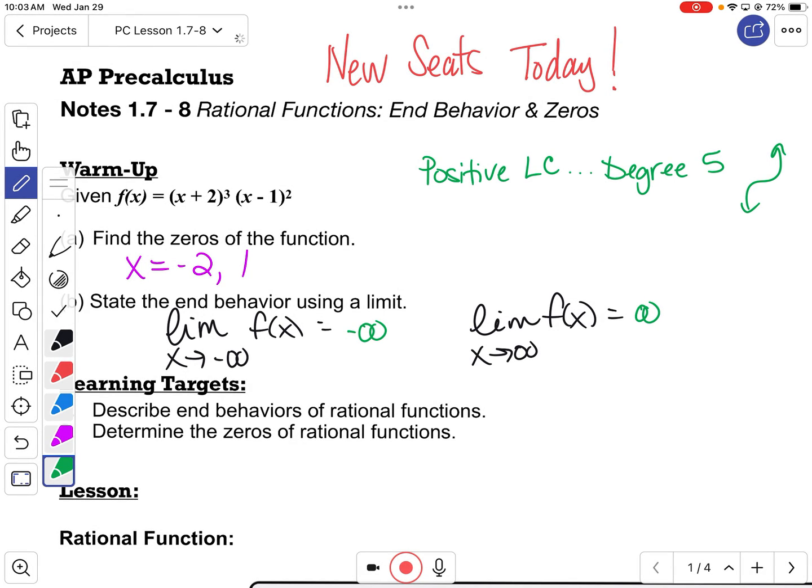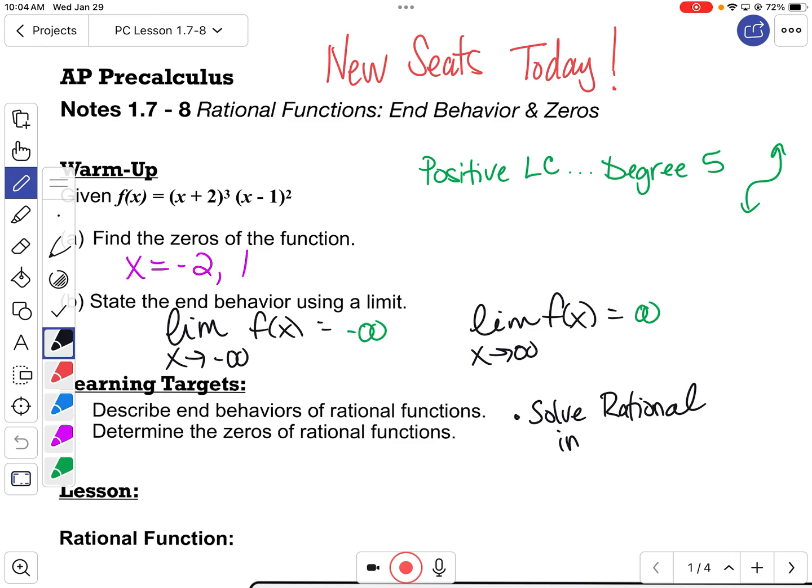Okay, so our learning targets today. We've been dealing with polynomial functions, linear functions. Well, today we're going to make a switch, a turn, and we're going to talk about rational functions. We're going to talk about end behavior of rational functions and then zeros of rational functions. And we're also going to solve some rational inequalities. So that's probably going to be brand new.